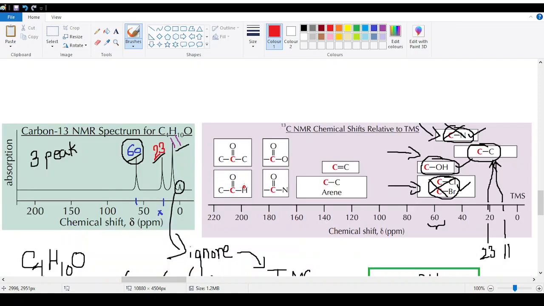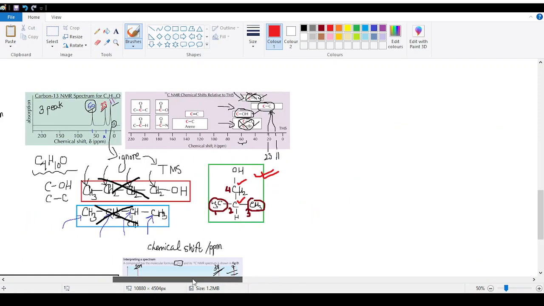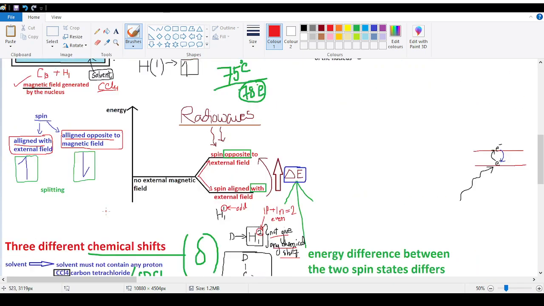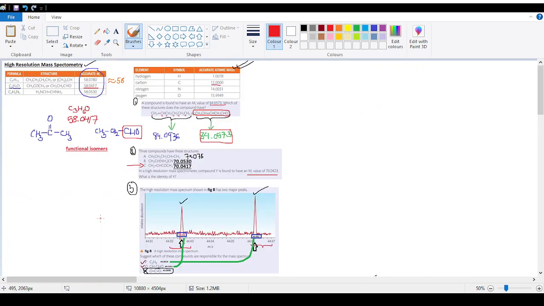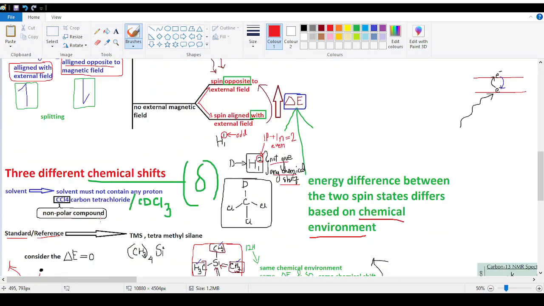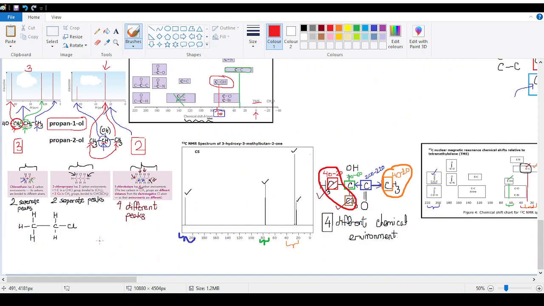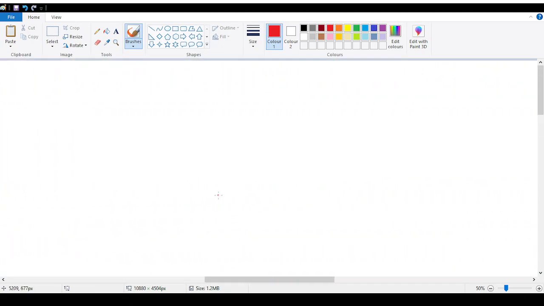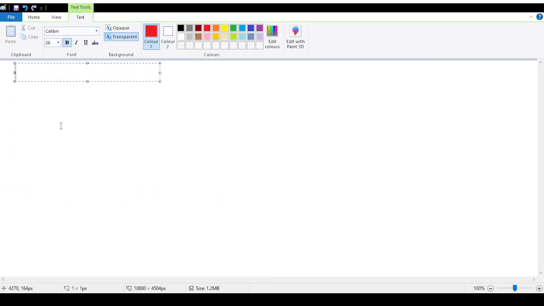Now we'll move on to proton NMR. So far in the NMR we have been doing, we are considering only the carbon atoms. That is known as carbon-13 NMR. Now we'll discuss what proton NMR is.